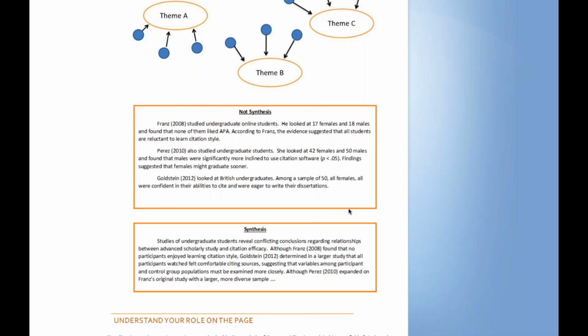Goldstein looked at British undergraduates. Among a sample of 50, all females, all were confident in their abilities to cite and were eager to write their dissertations. So here, my paragraphs only utilize single sources. I haven't created a synthesis where I'm explaining a theme that all of these authors are contributing to. This leaves my reader uncertain as to what my overall idea is.